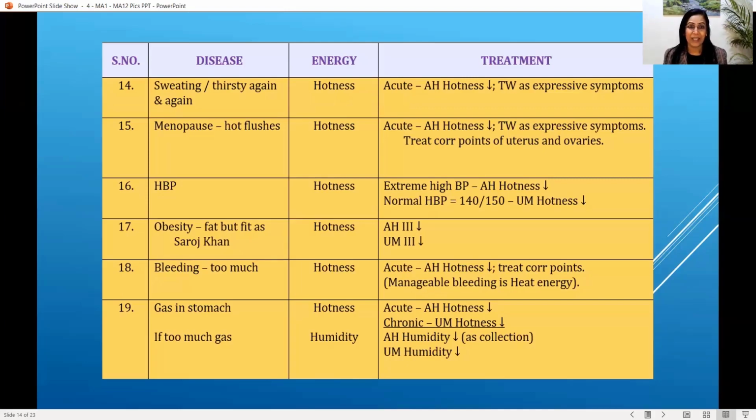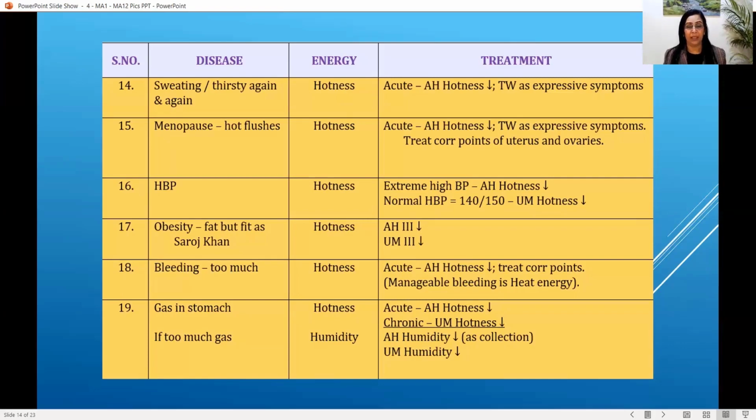For obesity, fat but fit, like I've written Saroj Khan, I don't know if you guys know, but a person can be fat and also extremely fit. They can dance and do a lot of things, have a lot of energy in them, but they're still fat. So that is hotness energy. You can sedate the hotness energy if you need to curb obesity, or if it is a chronic thing, then do brain meridian sedation.